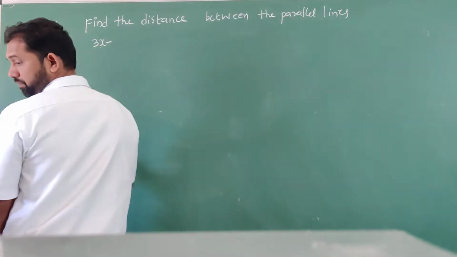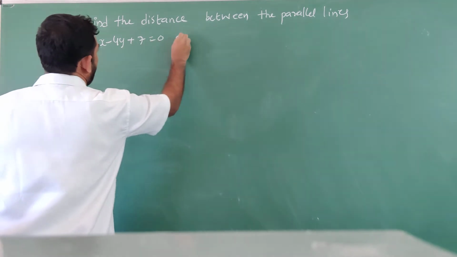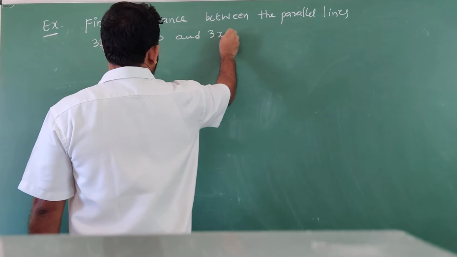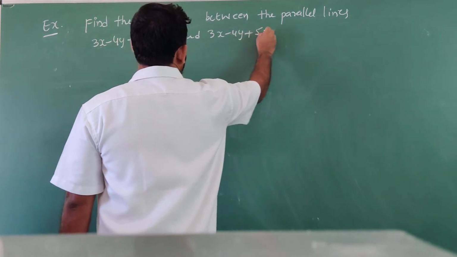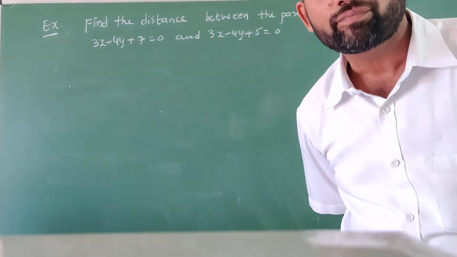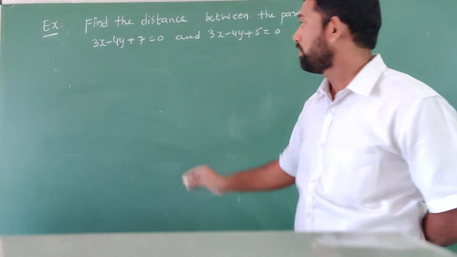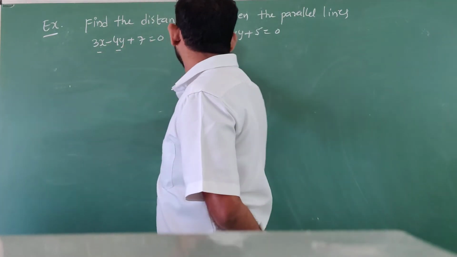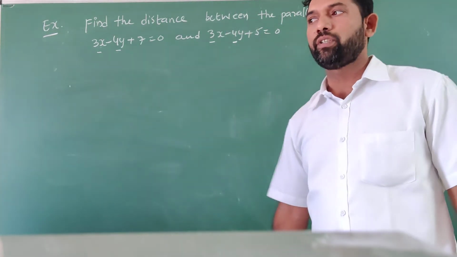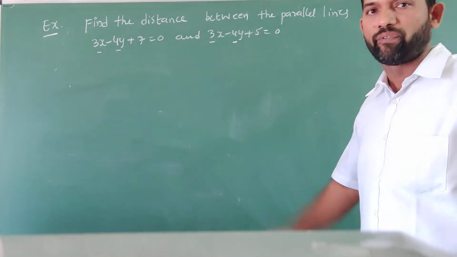3x minus 4y plus 7 is equal to 0 and 3x minus 4y plus 5 equal to 0. Now observe, all of you, two parallel lines means what? Only their constants are different. Their x coefficients and y coefficients are the same in both the lines. What is different? Only the constants are different.